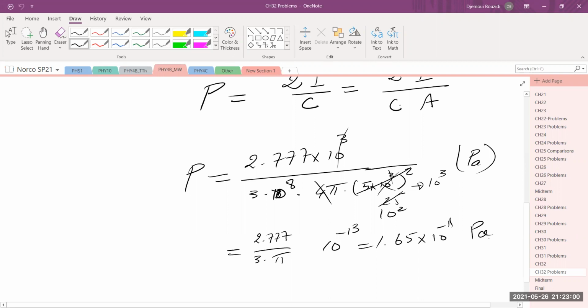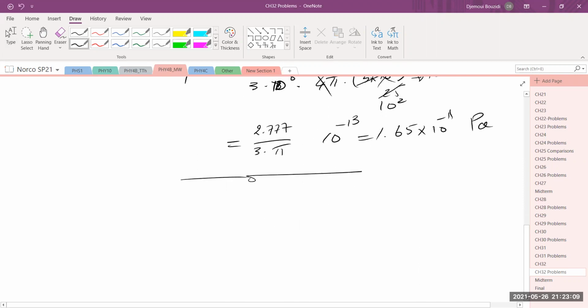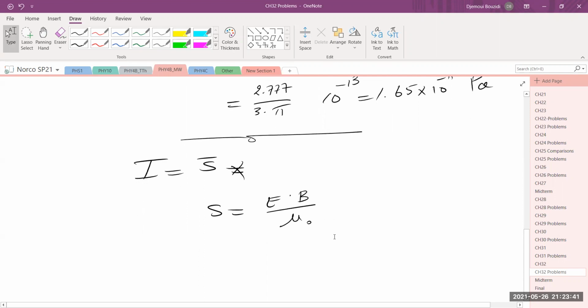Part B, what are the amplitude of the electric and magnetic field of the wave? Since we have I, and I is actually the average Poynting vector. And the Poynting vector, if you guys remember from lecture, is the cross product of E times B divided by μ naught. It's a vector, but E and B are perpendicular, so the sine of the angle between them is sine of 90 degrees, which is 1. So in magnitude, it's just these two numbers.